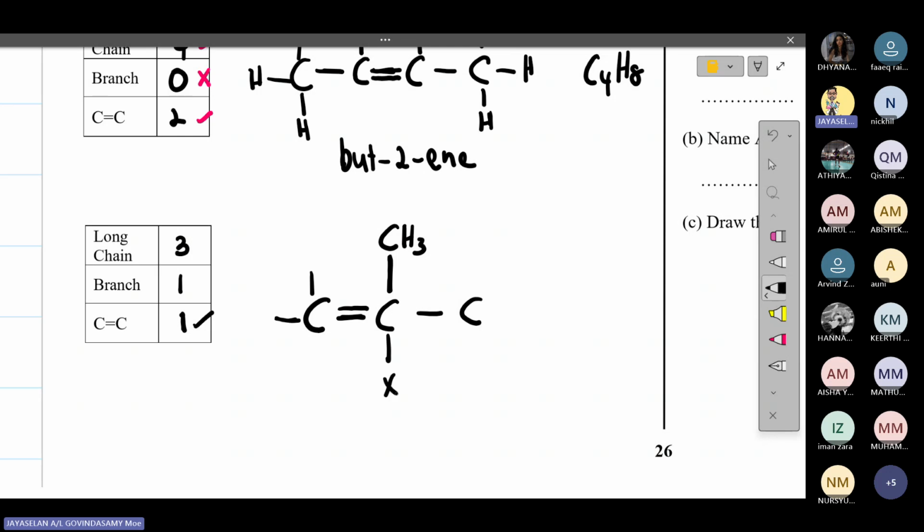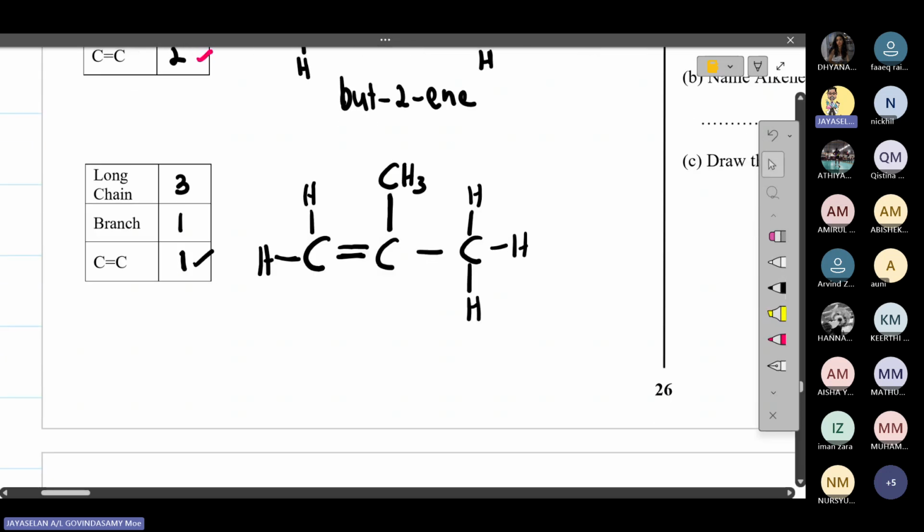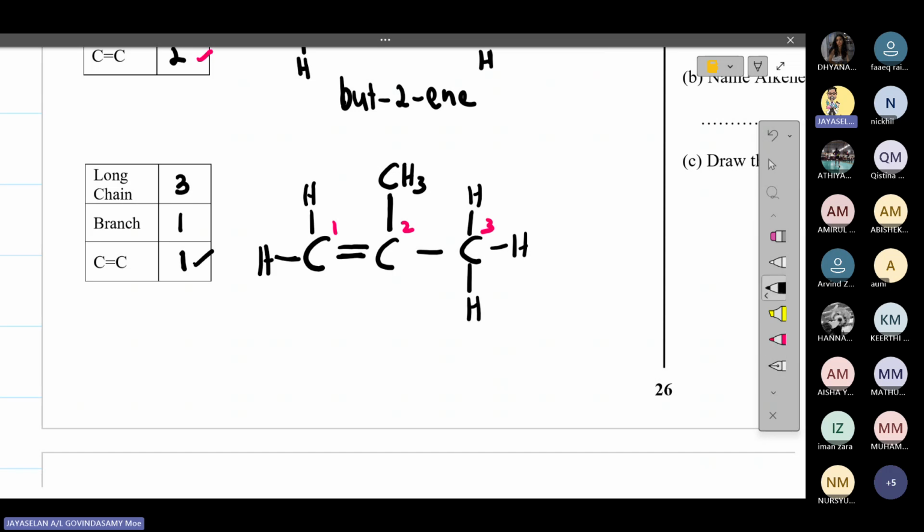Okay, each carbon must have 4 bonding. So di sini jangan letak. It's already full. Okay, can I? So 1, 2, 3, 4. 1, 2, 3, 4, 5. Any question? Okay, what is the name of this compound? This one, carbon number 1, carbon number 2, carbon number 3, right? 3 means propene. So the branch is methyl. The methyl attached at carbon number 2. Long chain is propene or prop-1-ene. So you already got 3 isomers.